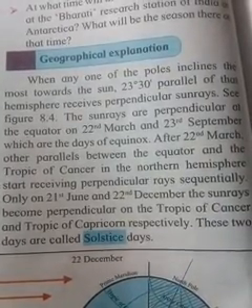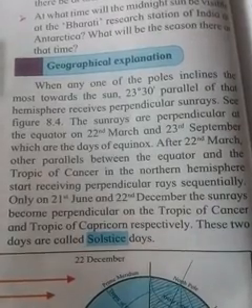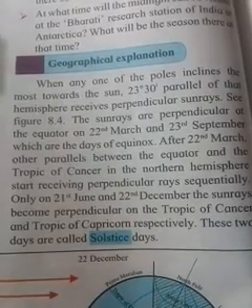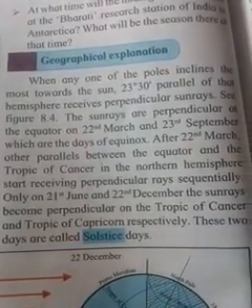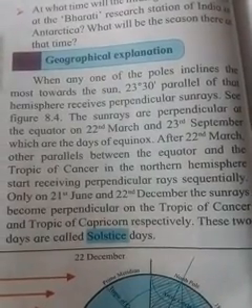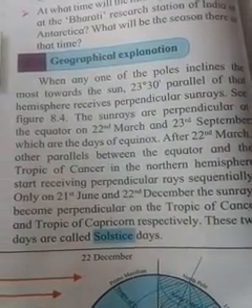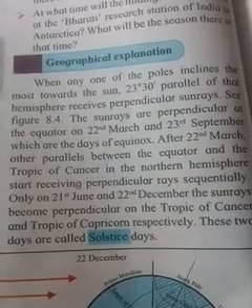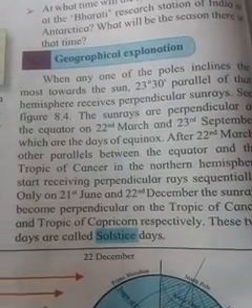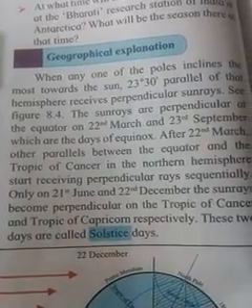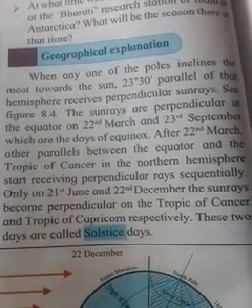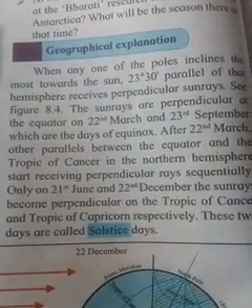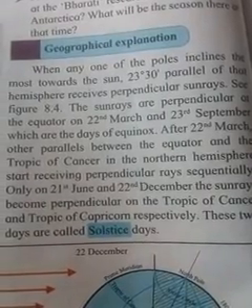Only on 21st June and 22nd December, the sunrays become perpendicular on the Tropic of Cancer and Tropic of Capricorn respectively. That means on these two days, 21st June and 22nd December, the sunrays become perpendicular on the Tropic of Cancer and Tropic of Capricorn respectively. These two days are called the solstice days.